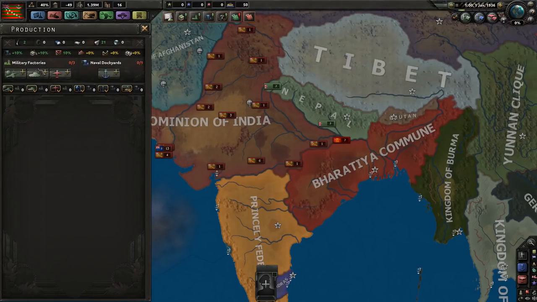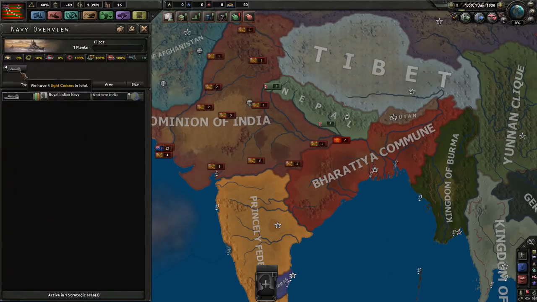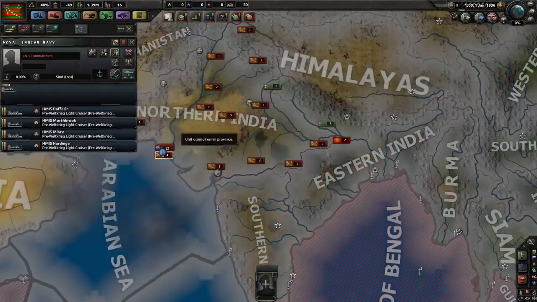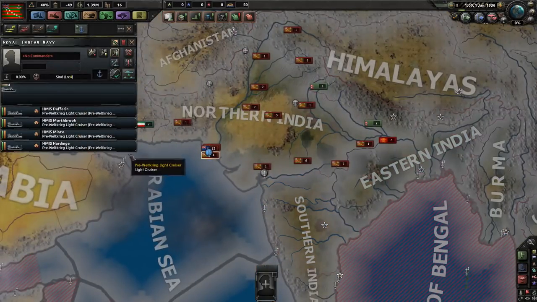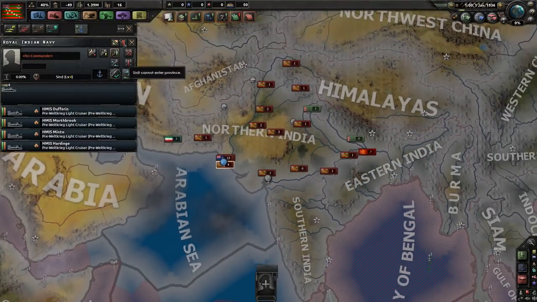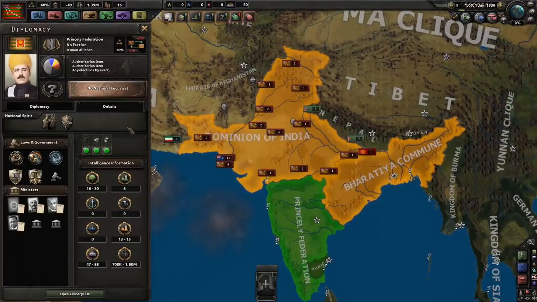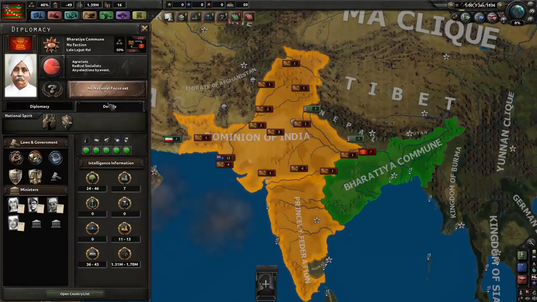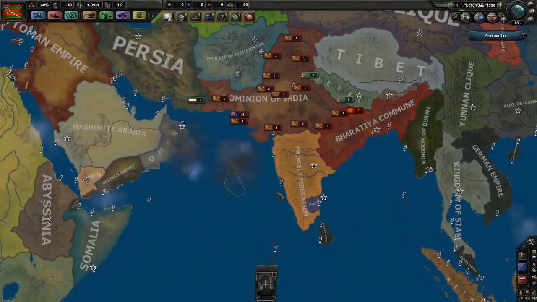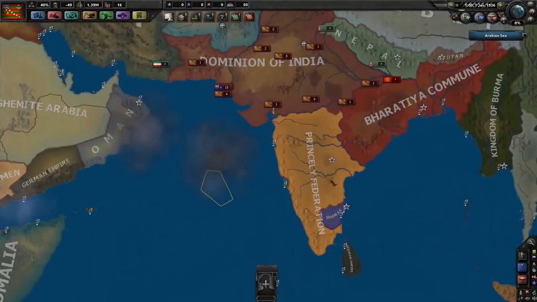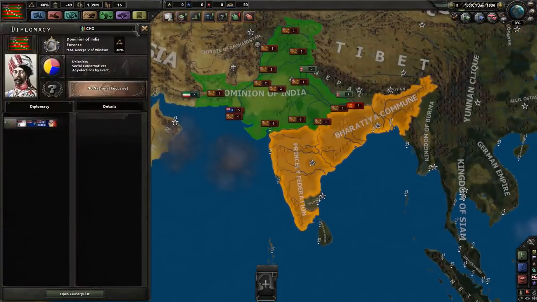Military factories, you've only got 3 and a single naval dockyard to work with. Speaking of your Navy, this is it. 4 ancient, decrepit light cruisers. Not much. But when you compare it to the Princely Federation, who have 0, I suppose you can say that you're in a good position. Also, the commune starts with 0. So you could get naval superiority pretty easily and do some naval invasions, even without the Entente.